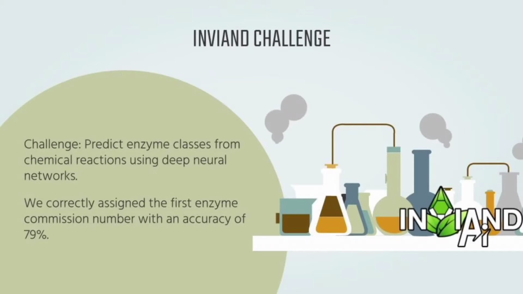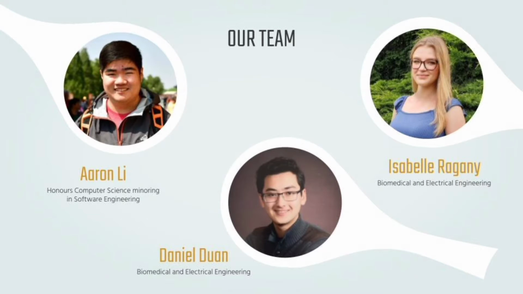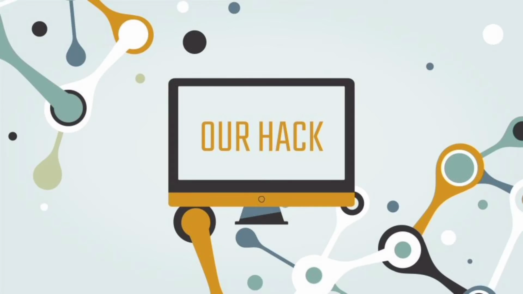Our team chose to tackle the Inviand challenge and use deep neural networks to correctly assign the first enzyme commission number with an accuracy of 79%. My name is Daniel, and I worked alongside Aaron Lee and Isabel Regani to produce our hack, Denatured.